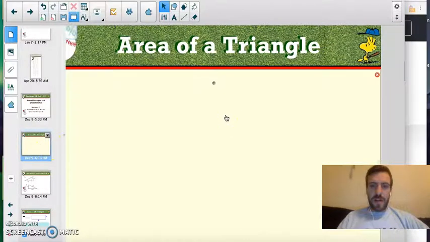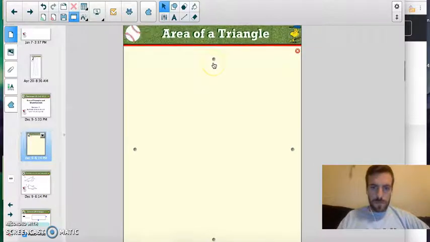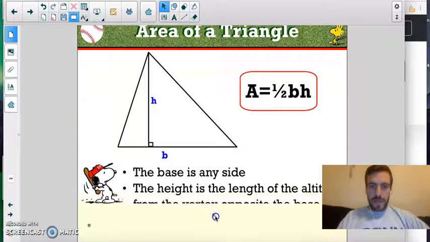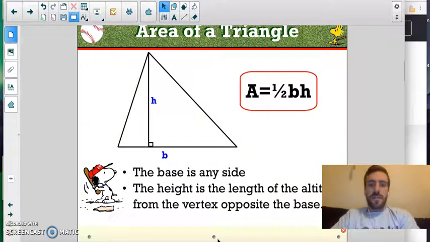So let's talk about the area of a triangle. As we all know, hopefully, the area of a triangle is A equals 1/2 base times height. The base is any side, and the height is the length of the altitude, which is right here, h, as you can see. You just have to be careful that you take the height as the altitude. It has to be the 90 degrees, but I'm pretty sure we all know that fairly well.